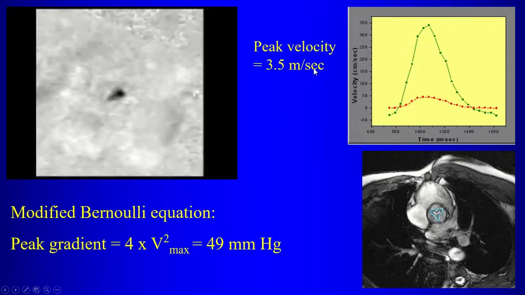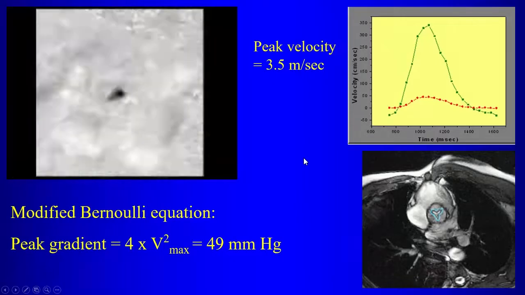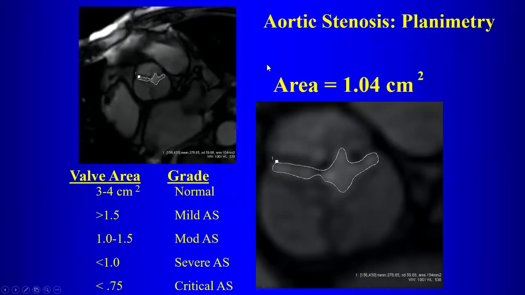So here with a peak velocity of 3.5 meters per second, when we plug that into the equation, we get a peak gradient of 49 millimeters of mercury in this particular example.